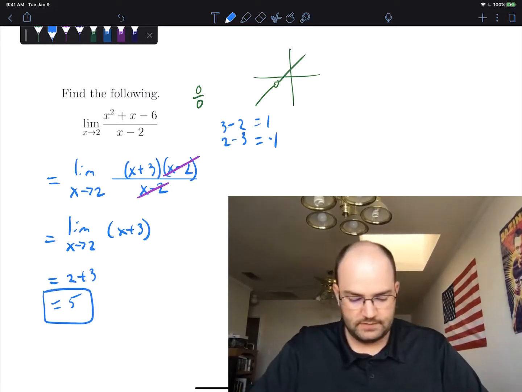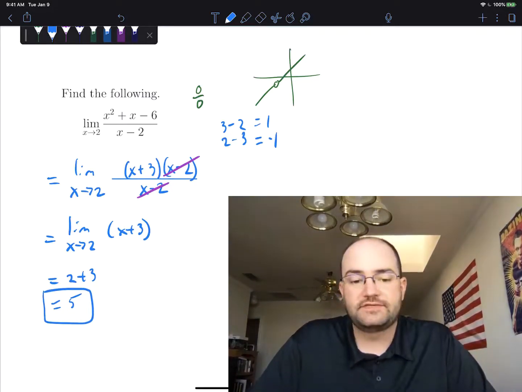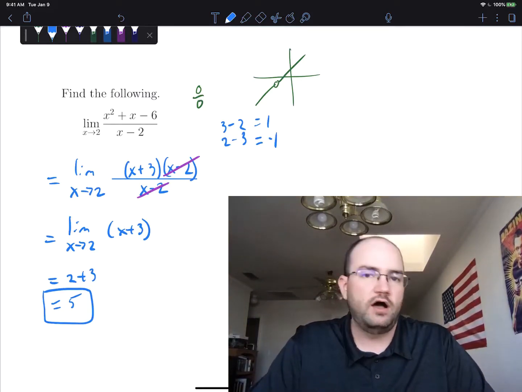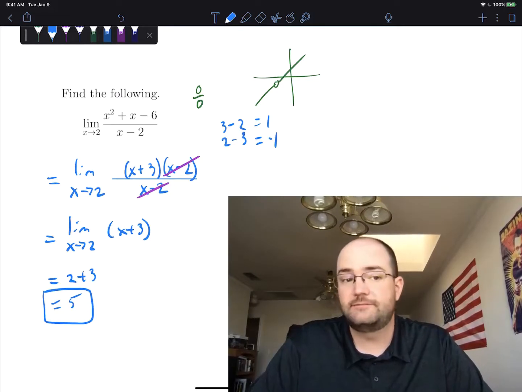Alrighty. So there you go. When you have something of 0 divided by 0, or something that looks like 0 divided by 0, often there is something that you can do to this to figure out what's going on.